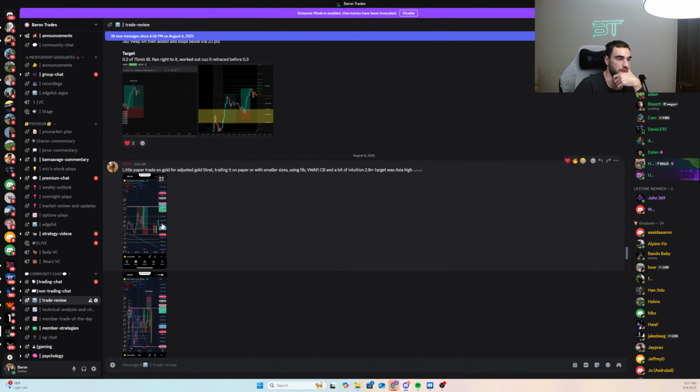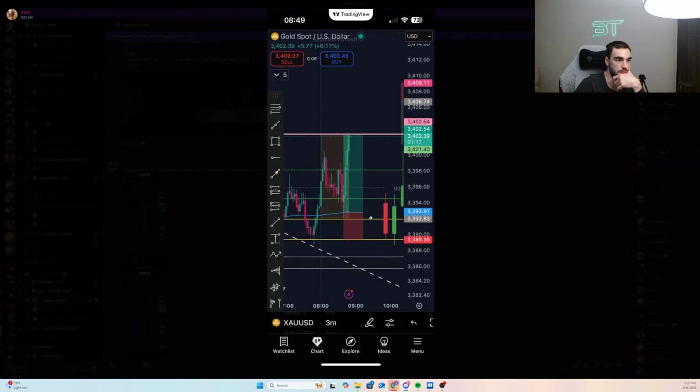Another paper trade on gold for adjusted gold strat, trailing it on paper with smaller size using fib, VWAP, CB, and a bit of intuition. 2.8 RR, target was Asia high. Clean entry.